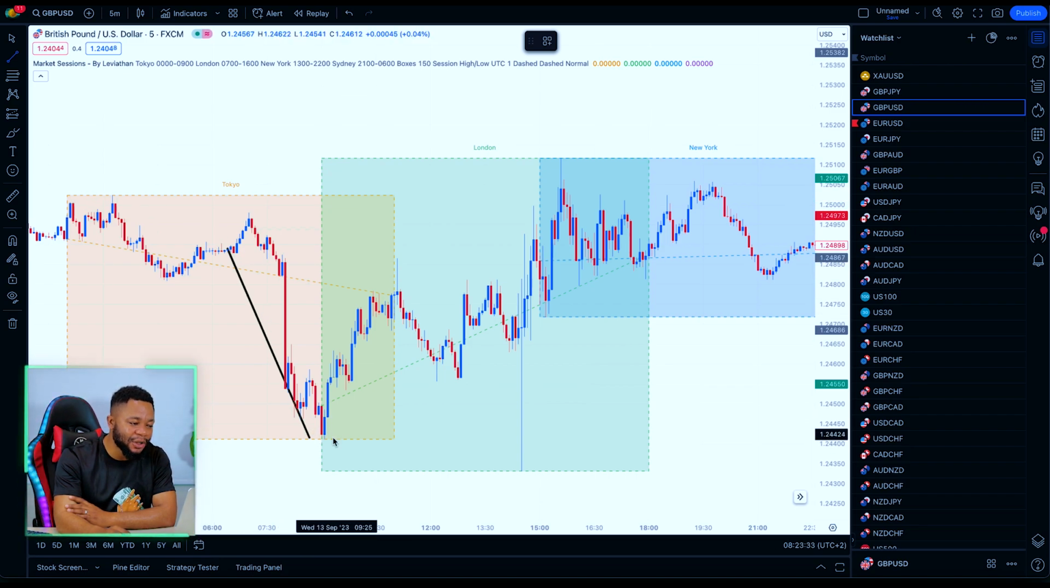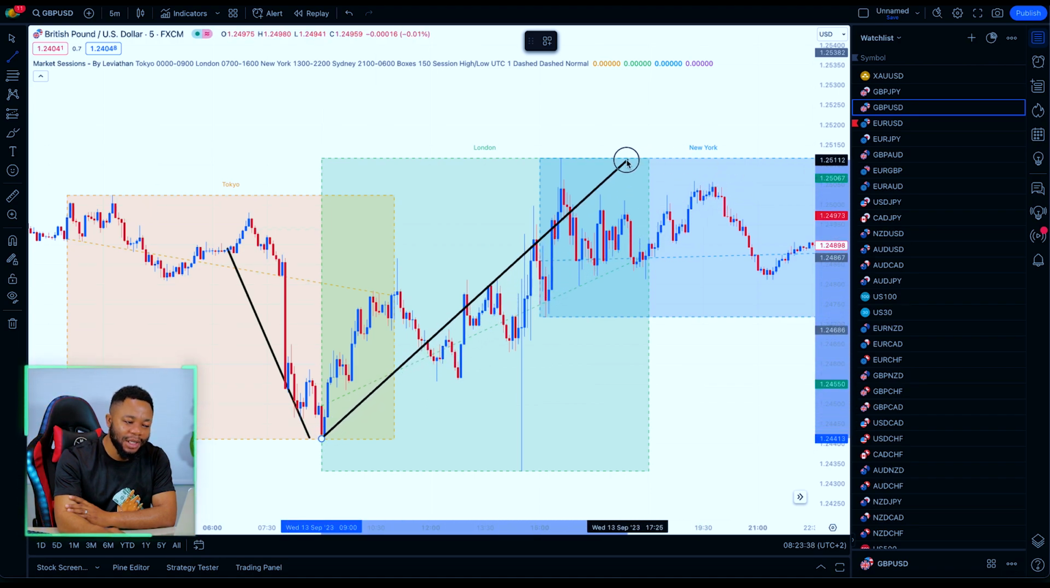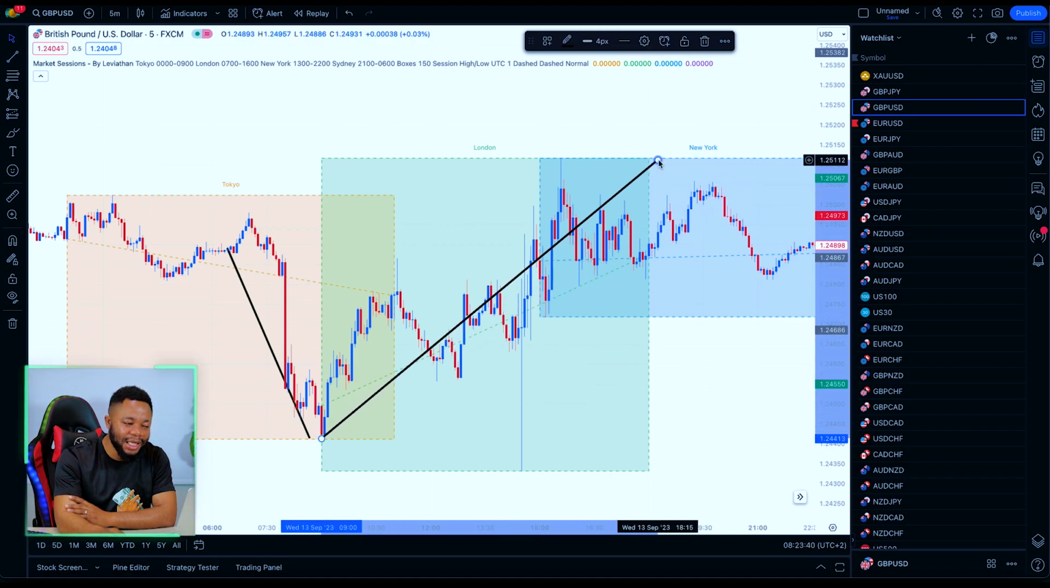And at the start of the London session, what do you notice? The market immediately shoots up. Can you notice this? The market immediately shoots up. It becomes an uptrend. Just immediately at the start of the London session, the market reverses.